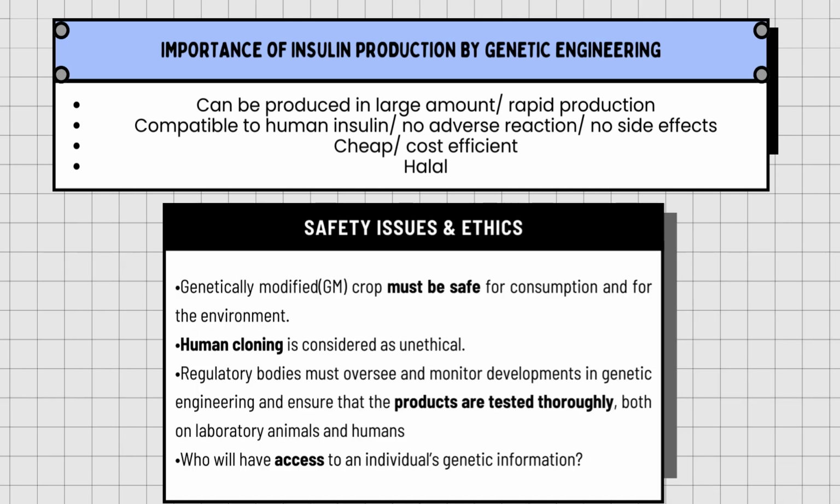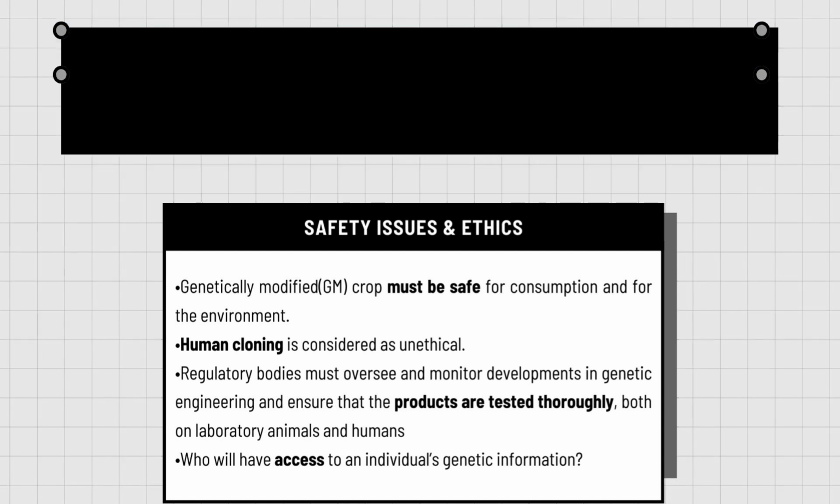Next, we will move on to the importance of insulin produced by genetic engineering. First, we can produce insulin in a large amount. And don't worry, it is compatible with human insulin, so it will not have side effects. And most importantly, it is halal and cost efficient.